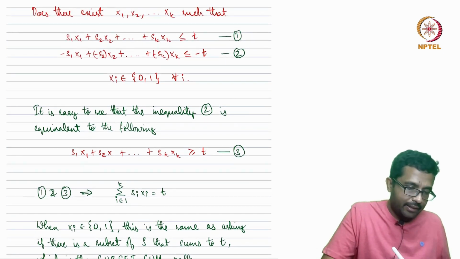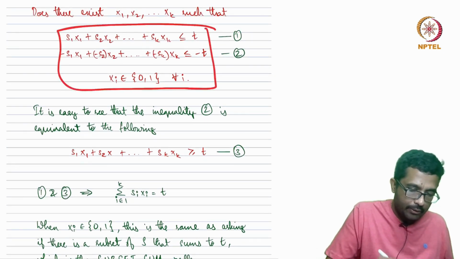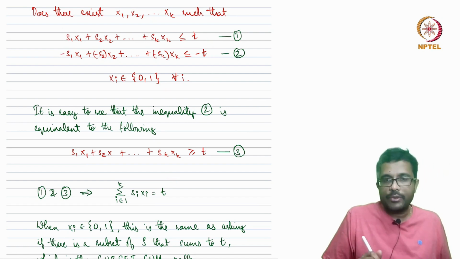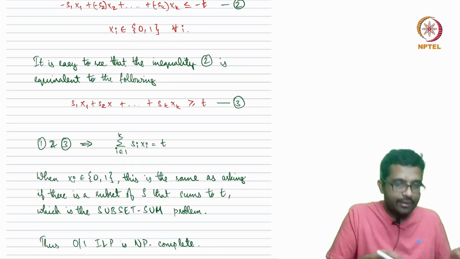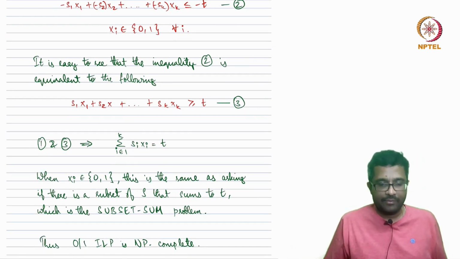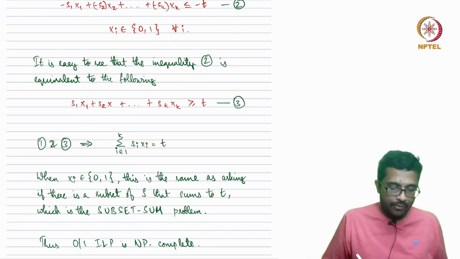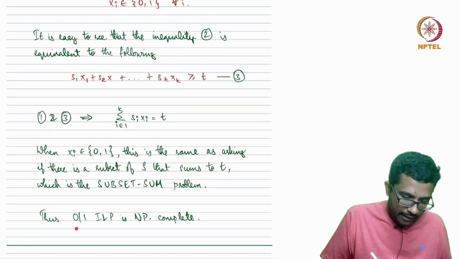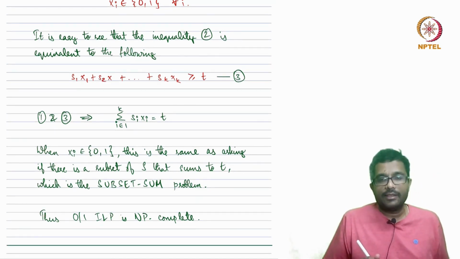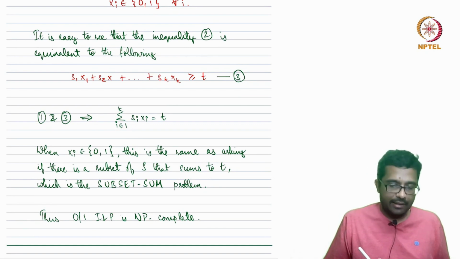It's clear that this is a YES instance if and only if there is a subset that sums to S, and if there is a subset that sums to S, then this is obviously a YES instance. Hence the correspondence is also true, and therefore we can conclude that the 0, 1 integer linear programming is an NP complete problem.